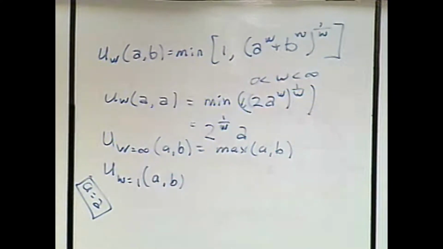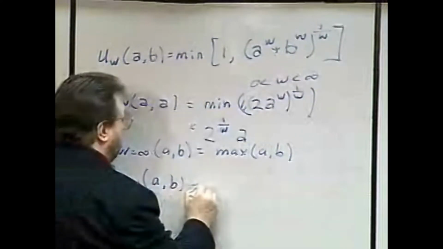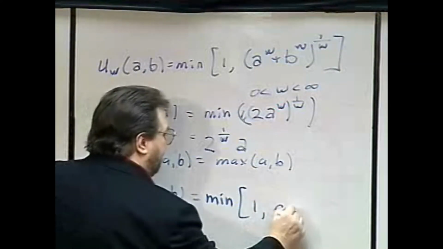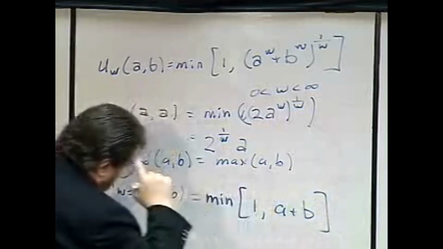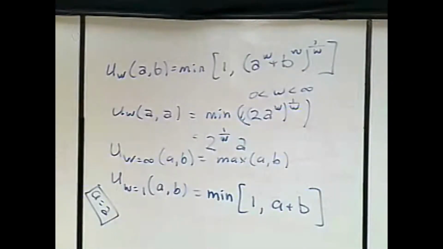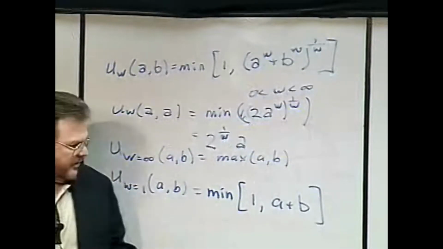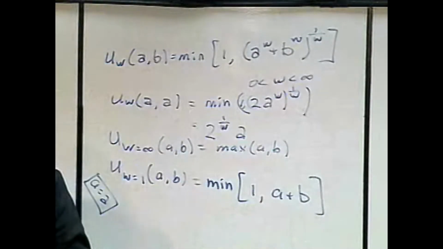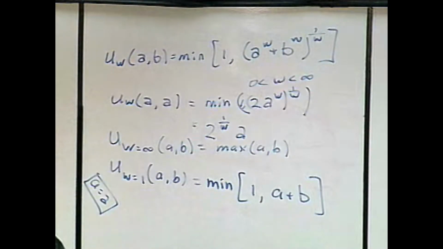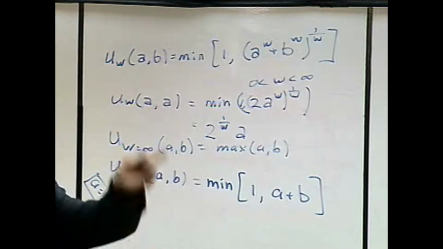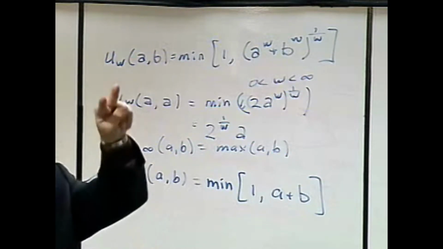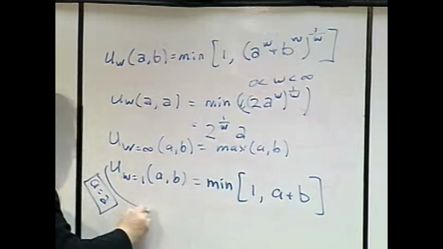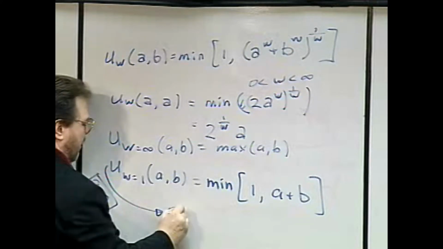Now there's another interesting case, and that is U for w equal to 1 of A and B. W is equal to 1. This is the minimum of 1 and A plus B. This is interesting because it means that we can perform a union in some instances simply by adding the membership functions for A and B. And then if it exceeds 1, we clamp it to 1, we threshold it to 1. We've got to make sure that the membership doesn't exceed 1. Well, this is a type of inferencing called sum product inferencing.